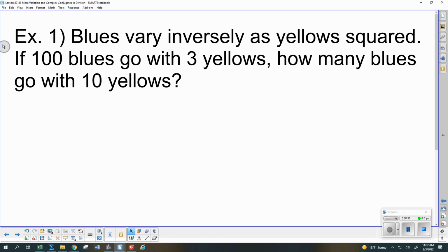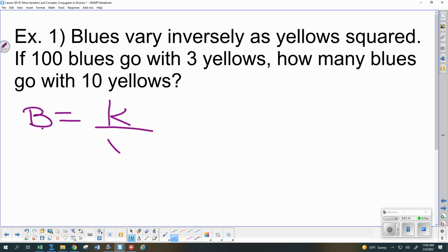So blues vary inversely. So anytime I have variation, I know that I need to start out with B equals. And who can tell me how I set up the right-hand side on that? Blues vary inversely. Charlotte. You're close. Let's flip that around. Blues vary, anytime it varies, it equals K, and then either times or divided by. If it's direct, it's times. If it's inversely, we are dividing.